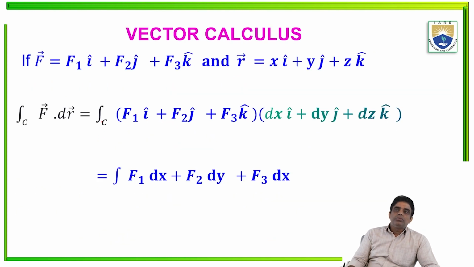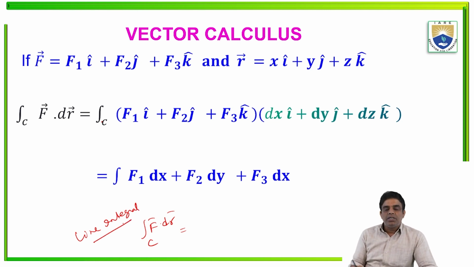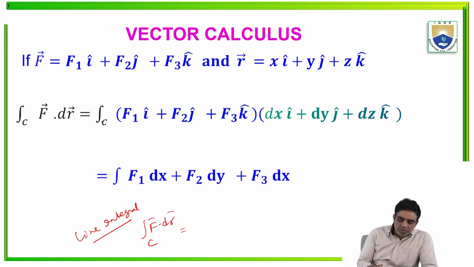So now, suppose the line integral means integral f bar dot dr bar, very clear, along the curve C. If you want to find the line integral, you are supposed to calculate integral f bar dot dr bar, where f bar is the given function and dr bar is dx i bar plus dy j bar plus dz k bar.